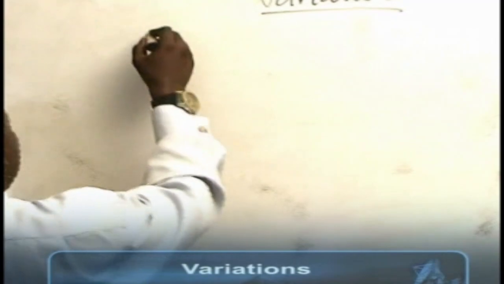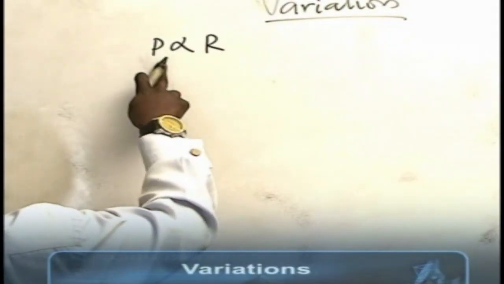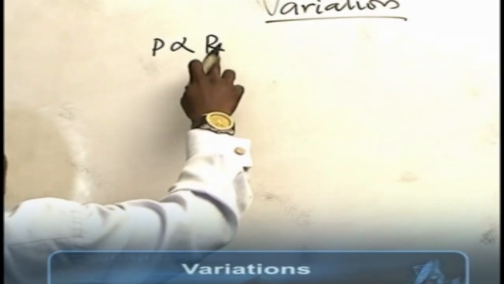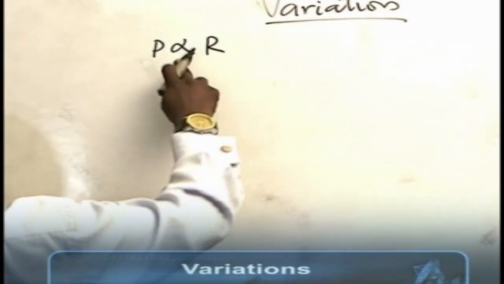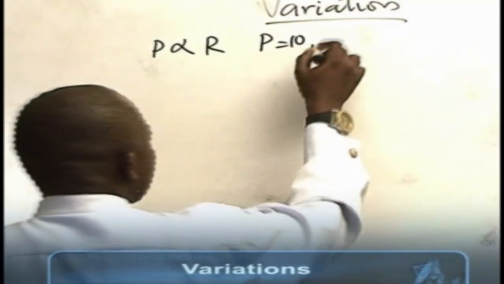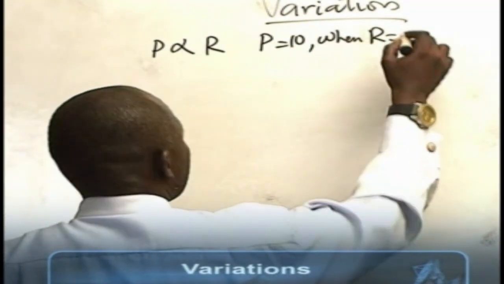Now, we're told that P and R enjoy direct variation. When you see a representation like this, this is the way to read it. P varies directly as R. That's the way it's read. In the question, we're told that P varies directly as R, and we're told again that P equals 10 when R equals 20.